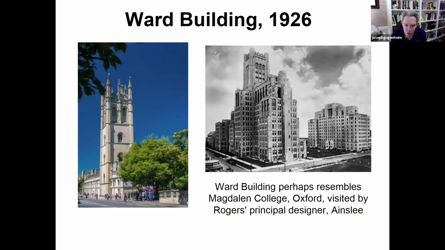This is a picture of the Ward Building, and on the left you see a picture of Magdalen College at Oxford. This was visited by Rogers' principal designer, Ballantyne, just before the Ward Building was designed. So if you notice a resemblance, it may be because this building inspired Rogers' organization.